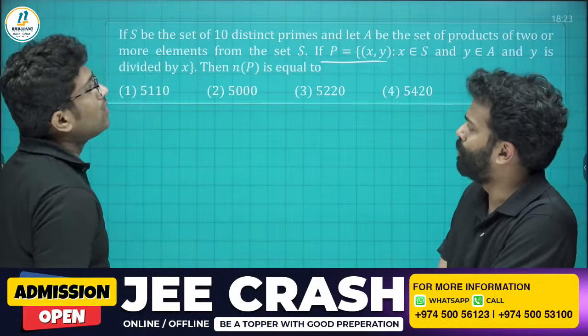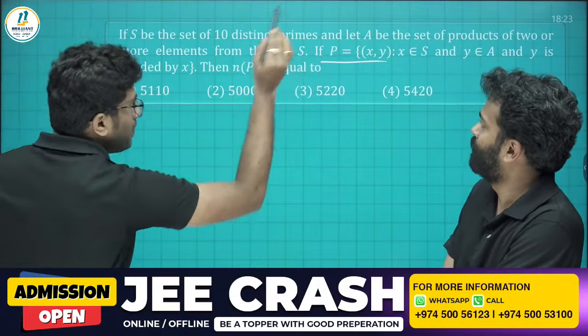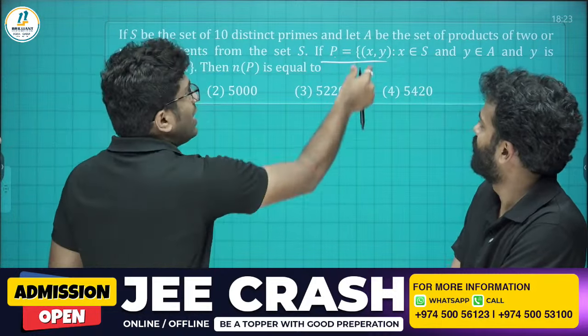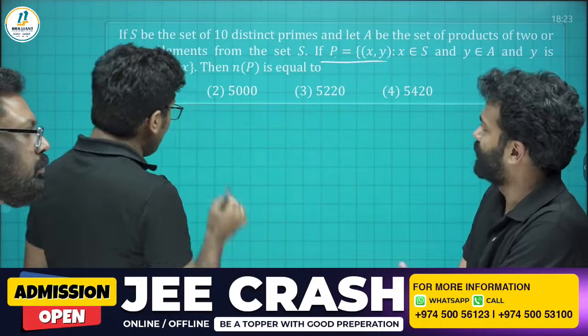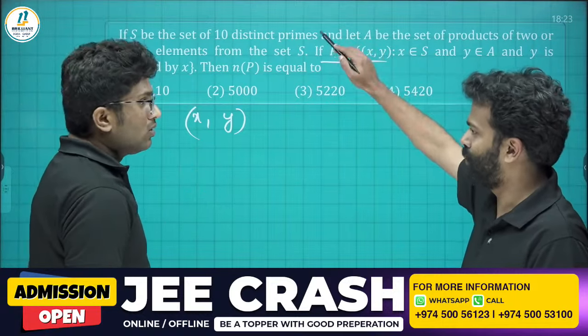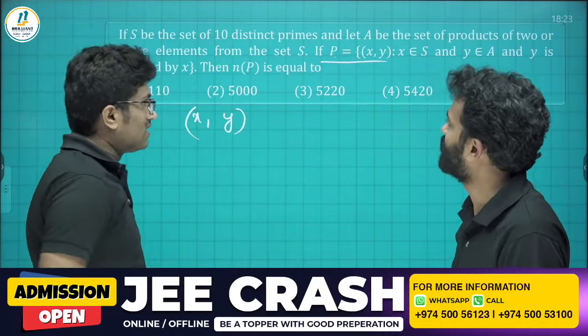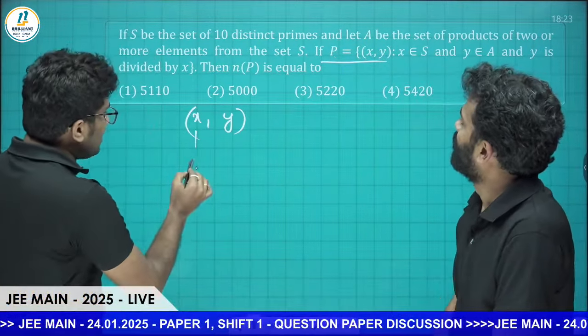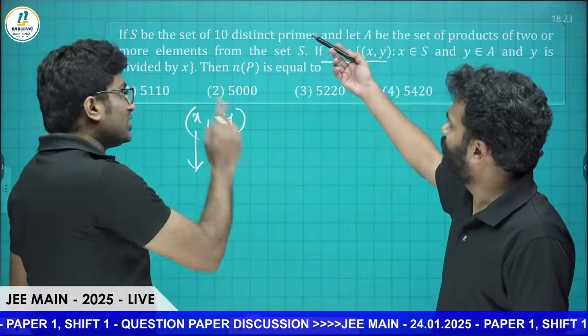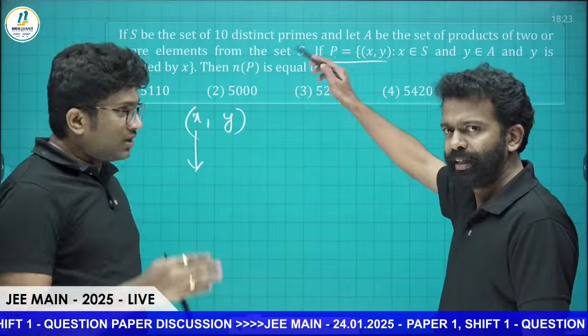Then you need to find n(P), the number of elements in P. The number of elements in P is nothing but the number of ways we can form the ordered pairs (x, y). I think this was a somewhat typical question. So first, the number of ways we can form x is 10. See, they haven't told us the first prime or anything like that. Nothing, so 10 distinct primes.